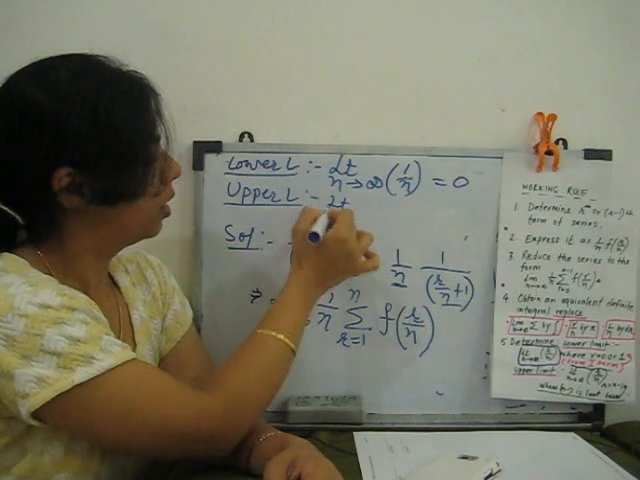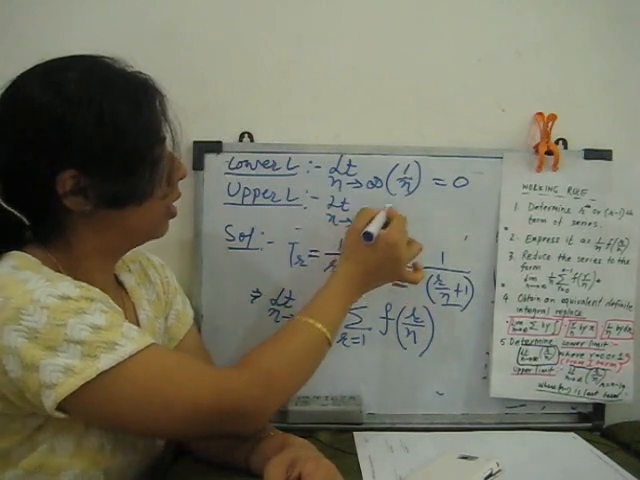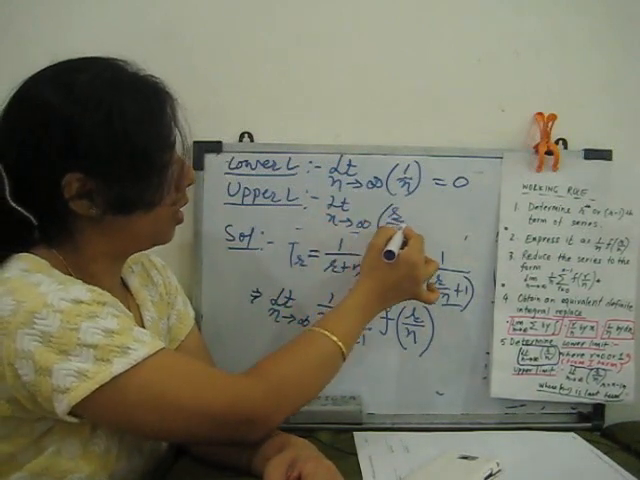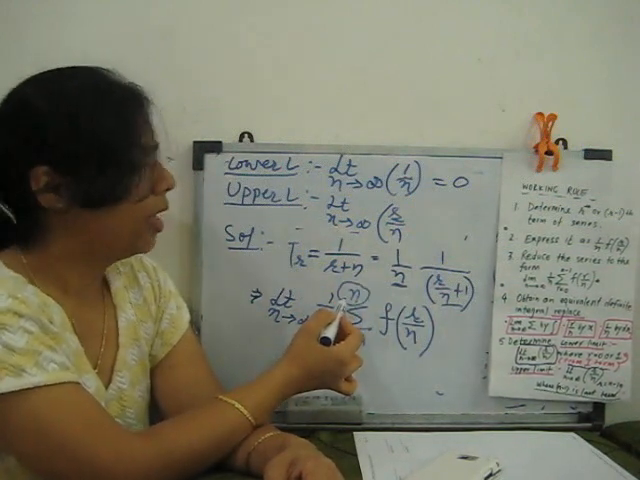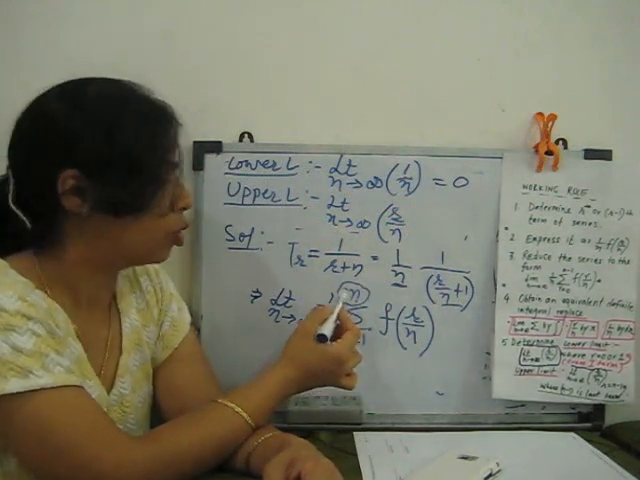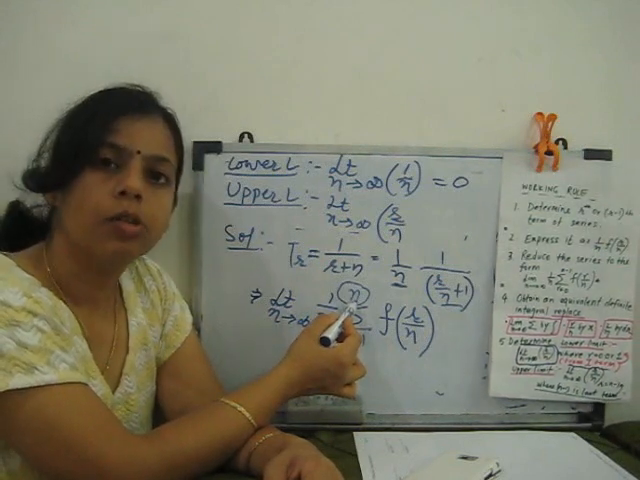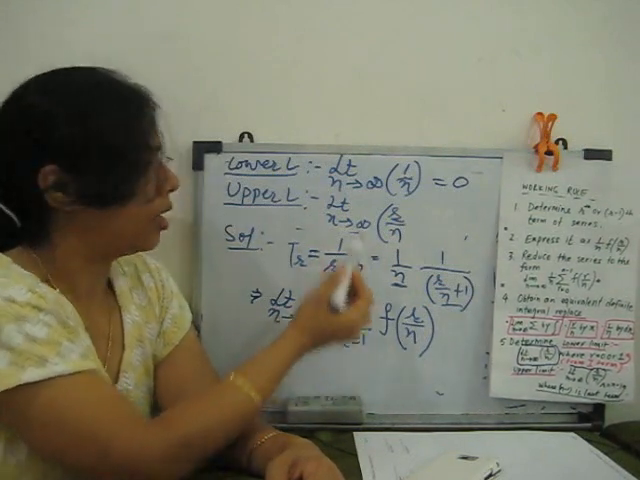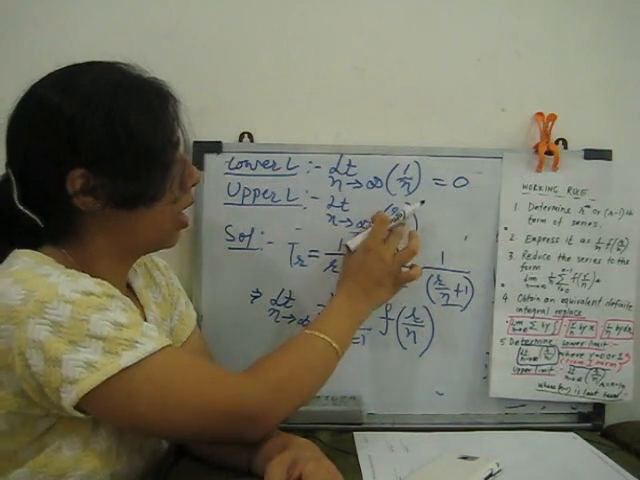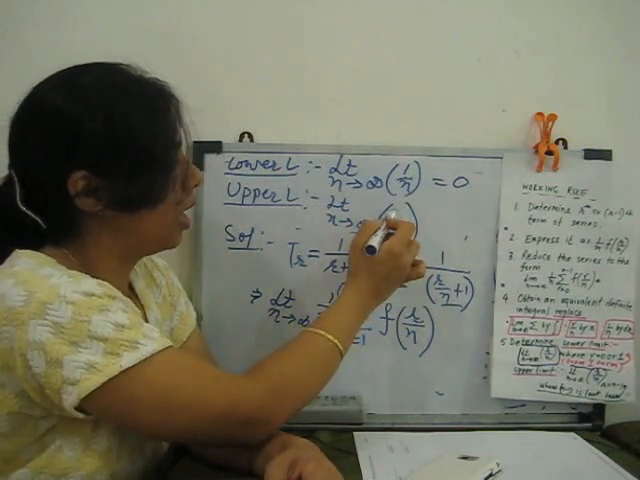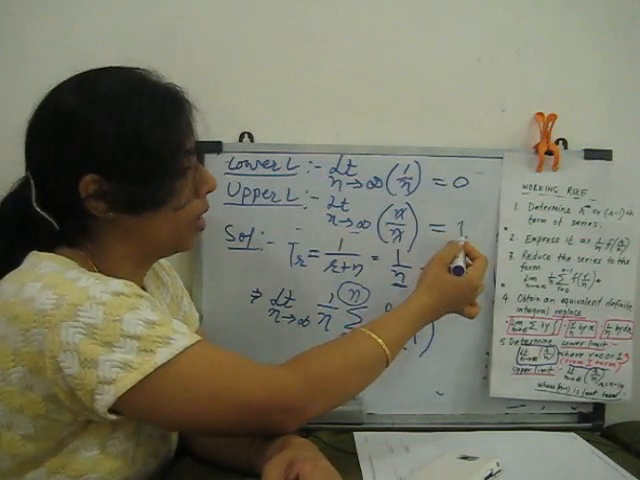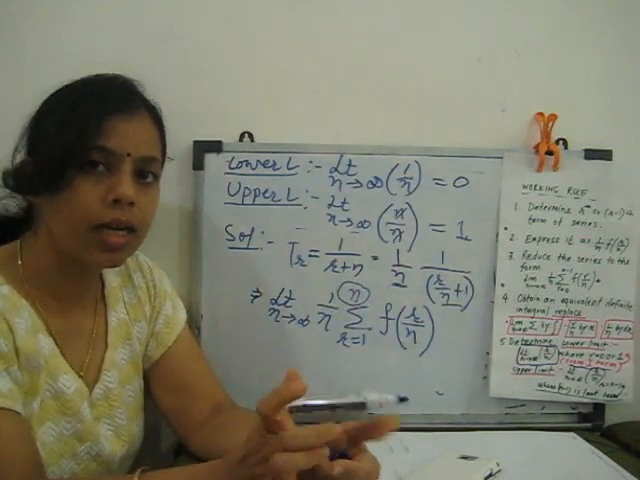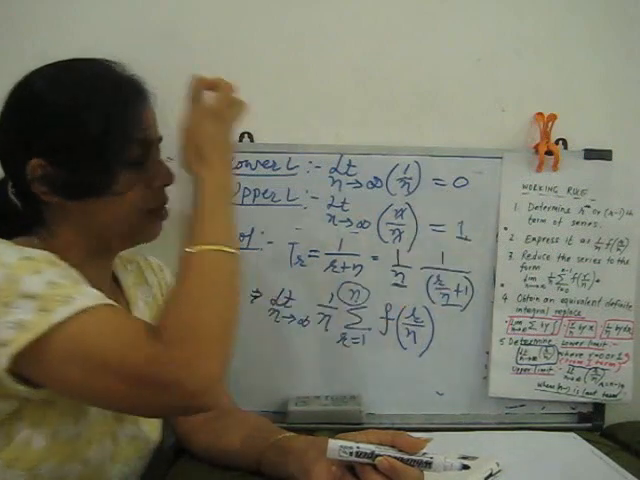And for the upper limit, limit n tends to infinity of r by n. In this case, the last term is n plus n, 2n, so the value of r is n. So we replace r with n, and n by n is 1. So the upper limit is 1. Clear? Lower limit 0, upper limit 1.